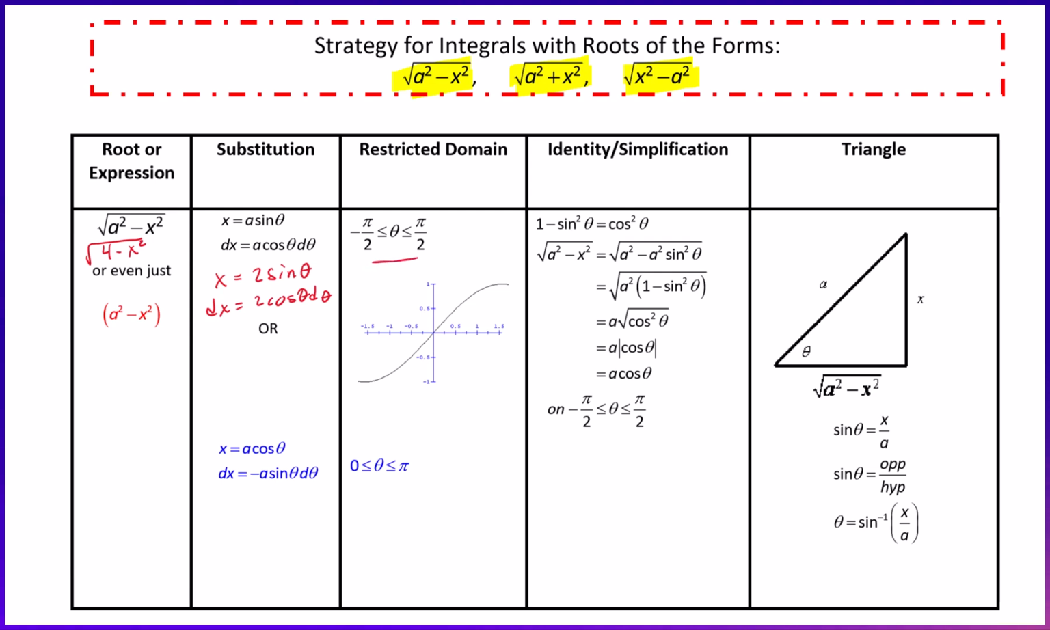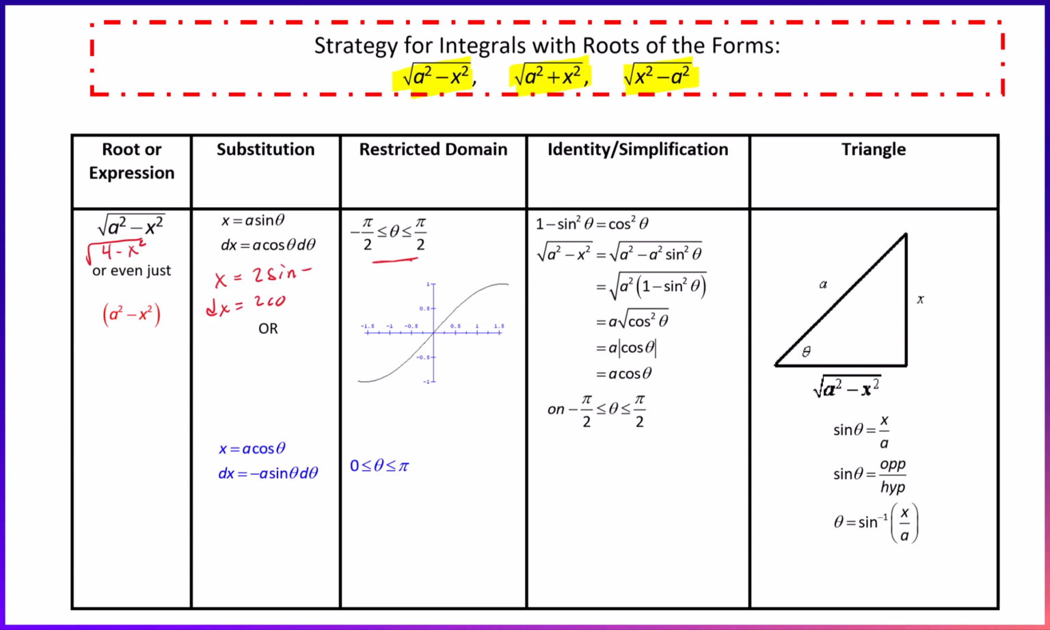There was, of course, a restricted domain so that I could use that function, make sure it had an inverse. I made the substitutions. We ended up getting that perfect square. Things simplified down really nicely, and we drew a reference triangle in order to work our way backwards to get our function in terms of x at the end, because after we'd gone through that whole process, we had an integral in terms of theta, and I needed to get it back in terms of x.